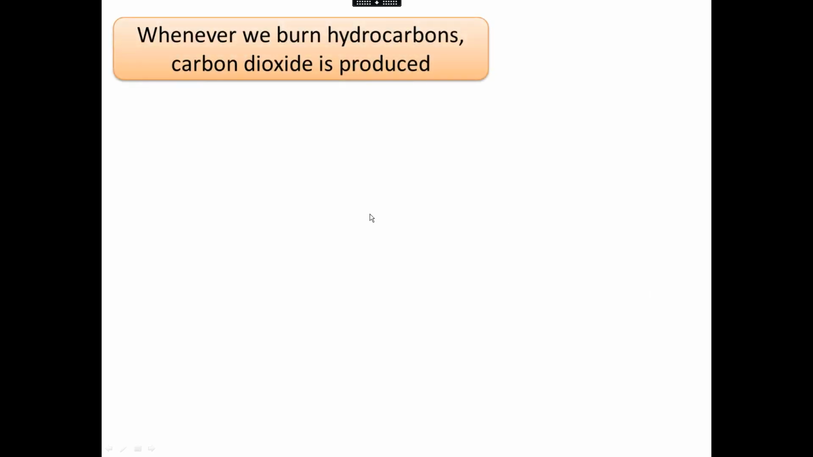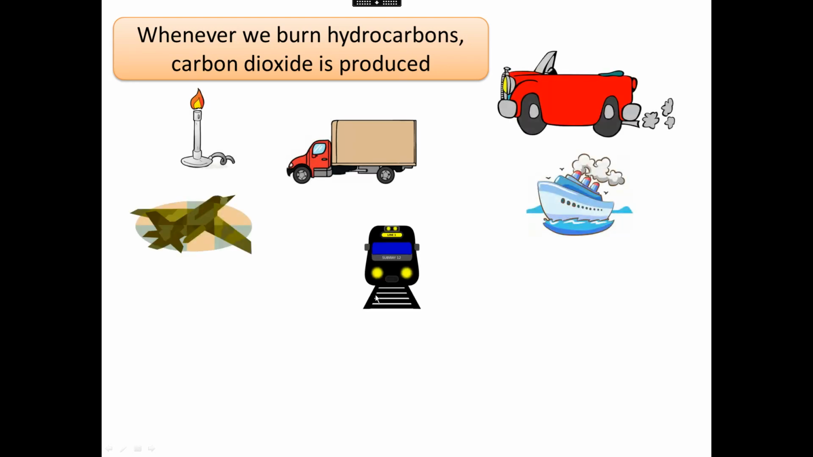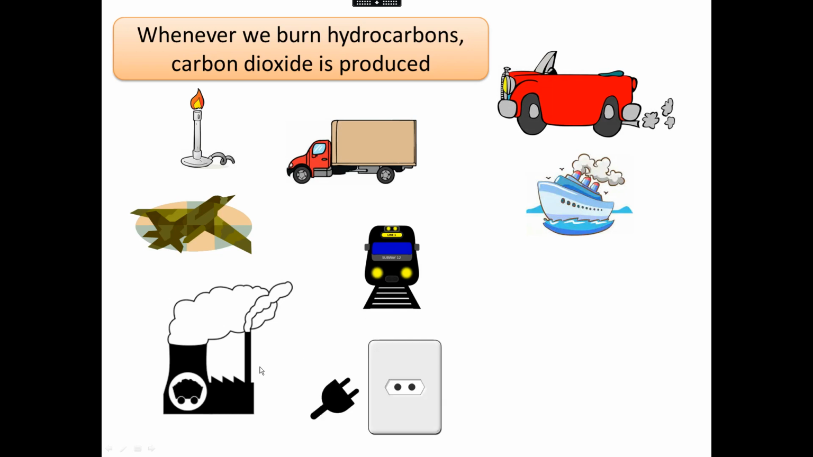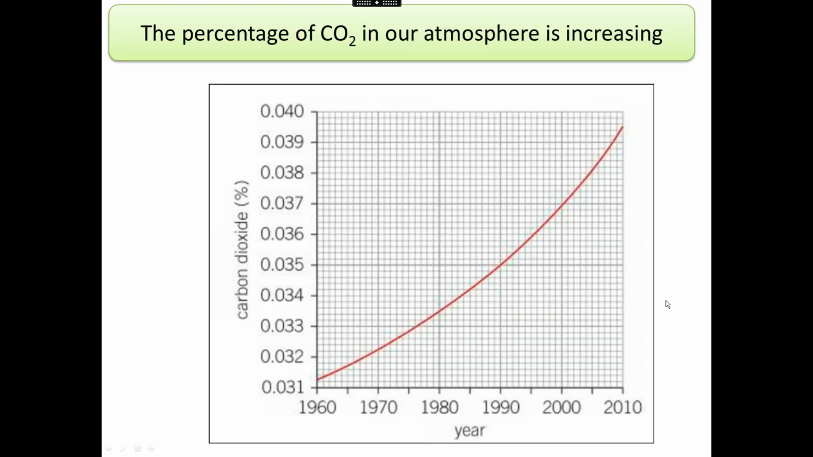So last lesson we looked at whenever we burn hydrocarbons, carbon dioxide is produced from petrol, from diesel, from other fuels. But also we use fossil fuels in many of our power stations. So when we burn fossil fuels to generate electricity, more carbon dioxide is put into the atmosphere. A lot of our central heating runs on natural gas. When that is burned, carbon dioxide goes into the atmosphere. So through fuels, through power stations, through central heating, we are putting a lot of carbon dioxide into the atmosphere, and the percentage is increasing all of the time.